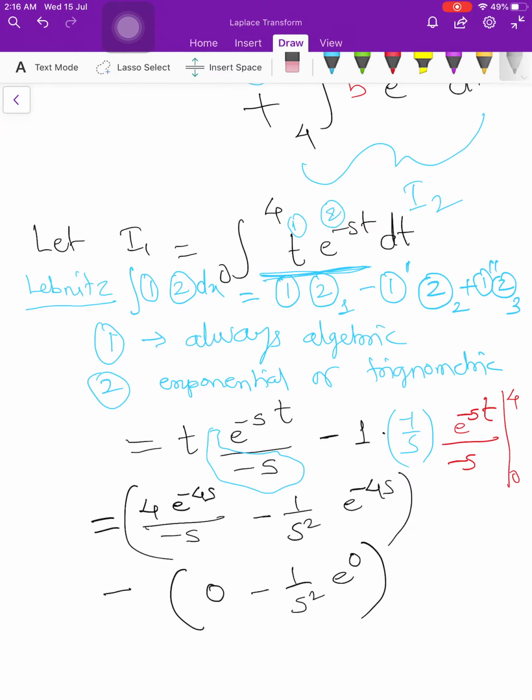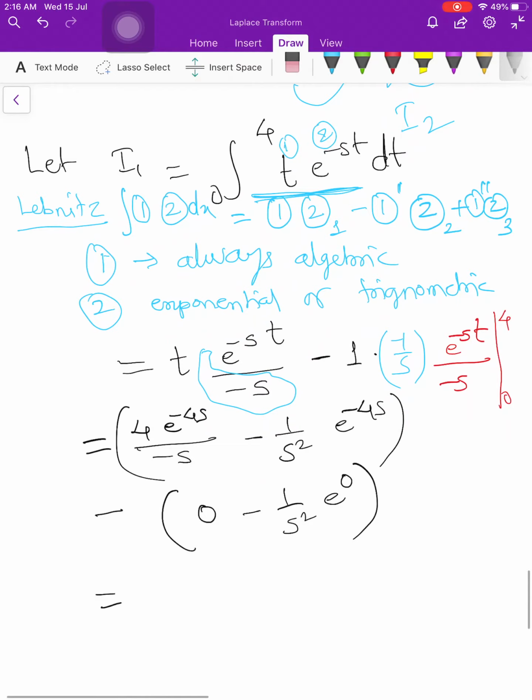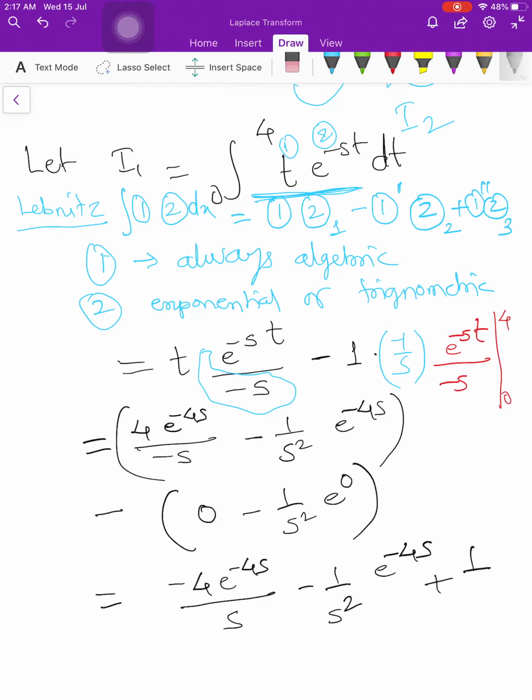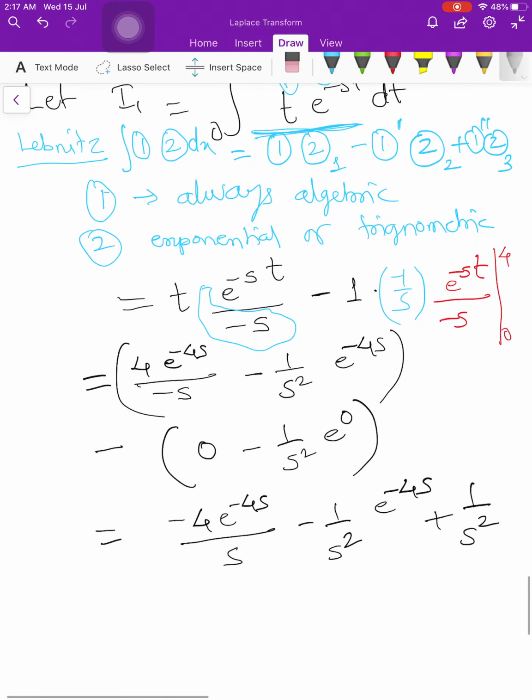So simplifying this, we will get minus 4 e raised to minus 4s upon s, minus 1 upon s square e raised to minus 4s. This minus will become plus, so plus 1 by s square. So this is what happened. This is the first integral value. Now similarly we have to solve the second integral, I2.